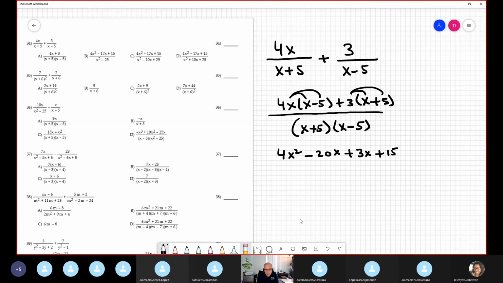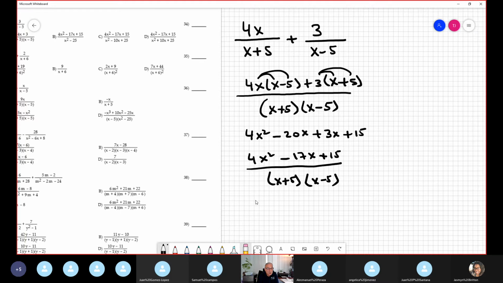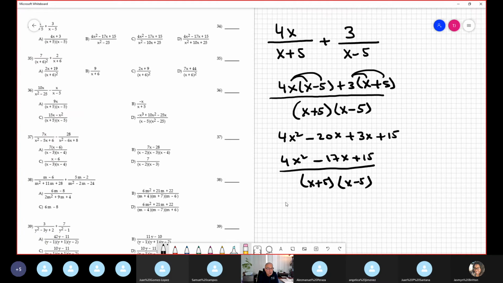We combine like terms. So 4x squared minus 17x plus 15. And don't forget, the bottom part is x plus 5 and x minus 5. Okay, 4x squared minus 17x plus 15 divided by x plus 5, x minus 5. I guess so. One more time.